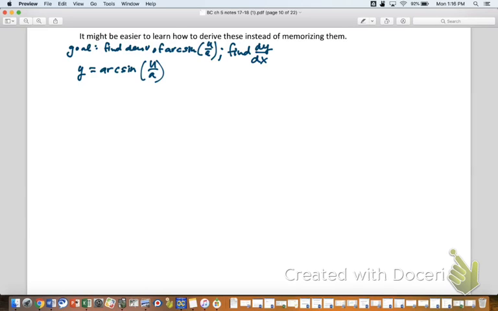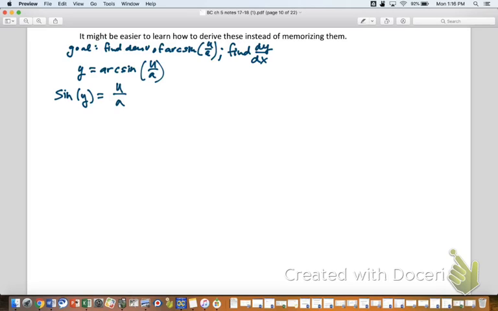So we're trying to prove this. So I don't like this form. I'm going to put the sine on the other side. What if we did the sine of both sides? That's right. Okay. So what if it was sine of y equals sine of arcsine? Well, sine of arcsine just cancels, so you end up with u over a. This gets us to a different spot. So sine of y equals u over a.